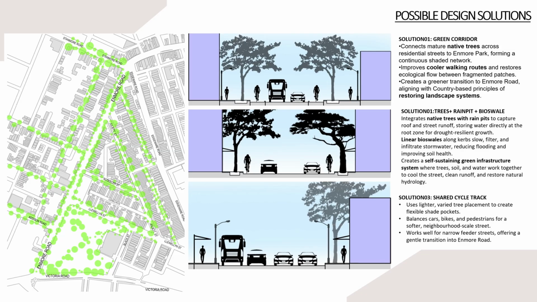Slide 11, Design Solutions. The design builds on country-based and ecological principles. Solution 1 creates a continuous green corridor, connecting native trees from residential streets to Enmore Park. Solution 2 introduces trees, rain pits, and bioswales, capturing and filtering stormwater while improving shade and soil health. Solution 3 proposes a shared cycle track with flexible shade and balanced multimodal movement.